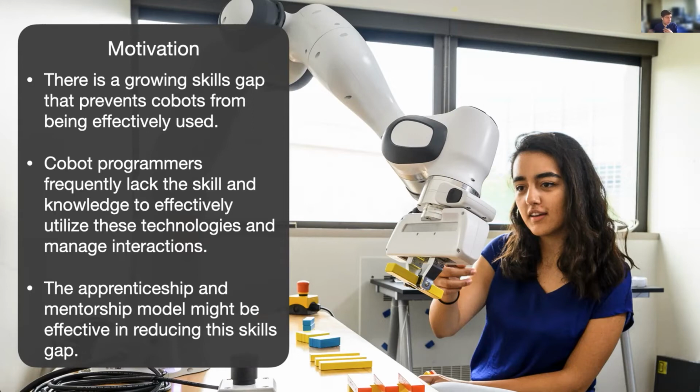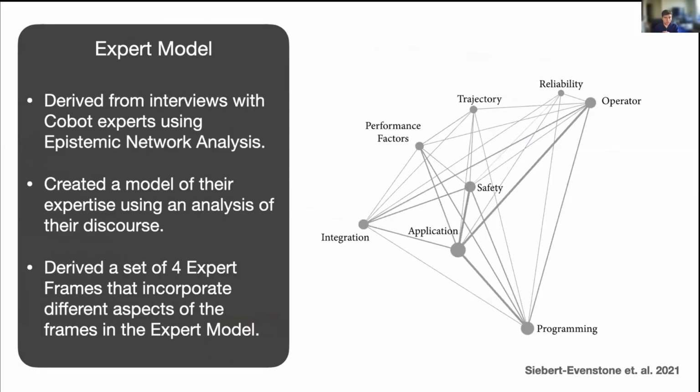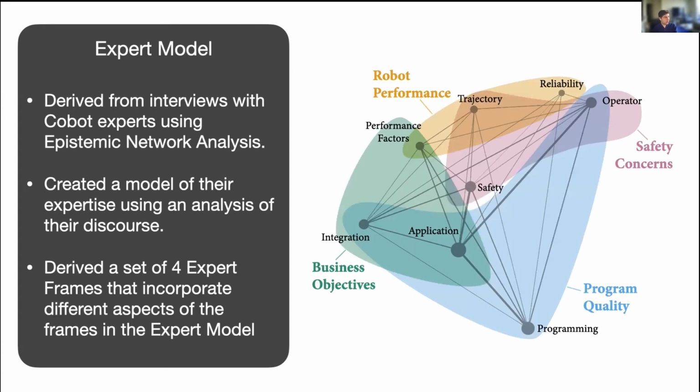So we created a new system that attempts to provide feedback in line with what an expert mentor might provide. And this is heavily based off of an expert model that was developed by Siebert Evanstone and colleagues. It used a method called epistemic network analysis, and they looked at experts to see their discourse while they were discussing how they program cobots. From this model, we constructed 4 higher-level interconnected expert frames that are meant to provide feedback to these novices. The frames are safety concerns, program quality, robot performance, and business objectives.